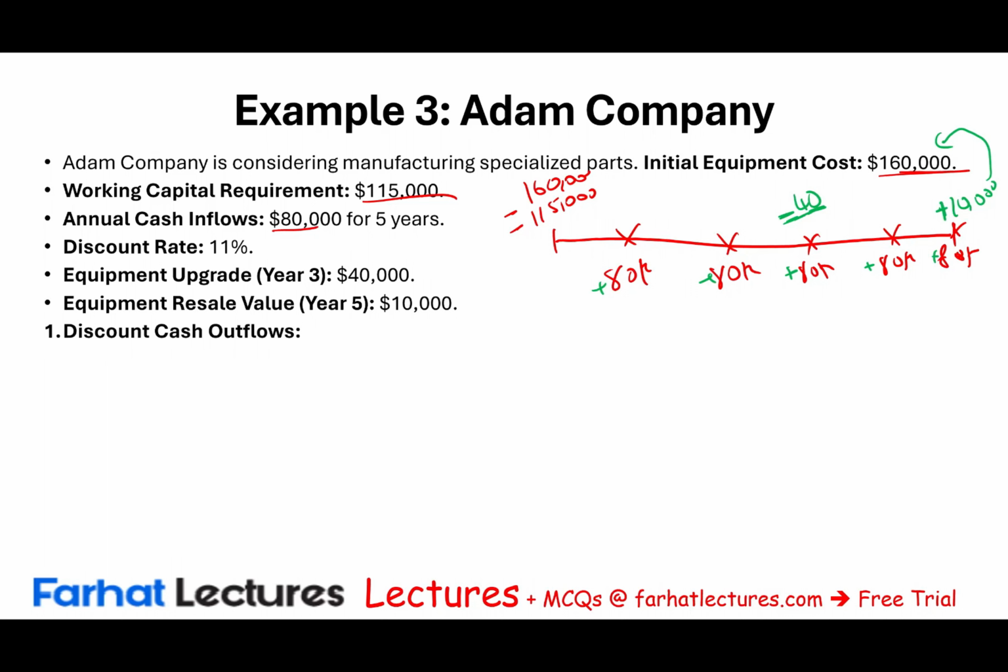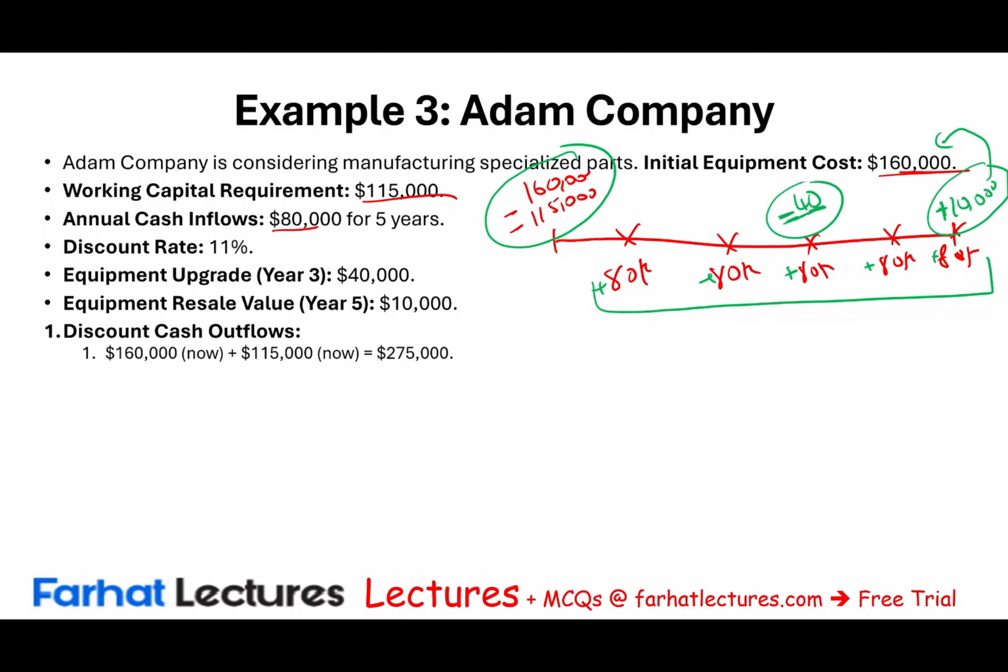Now, what do we do? We are going to discount all this information. These two don't need any discounting because this is today. So we need to discount the 80,000 as an annuity. We need to discount the 40,000 separately. We need to discount the 10,000 separately. And what we do is first we compute our initial investment, 275. Then we discount the 40,000 at 11%. How do we do this?